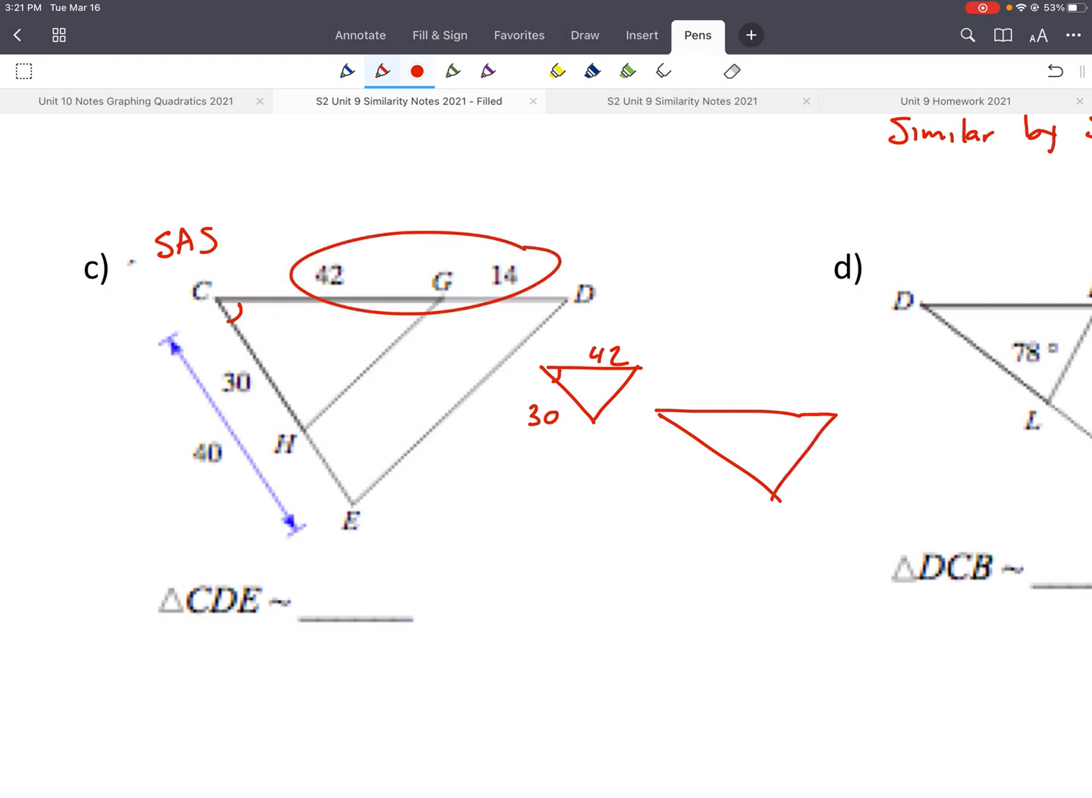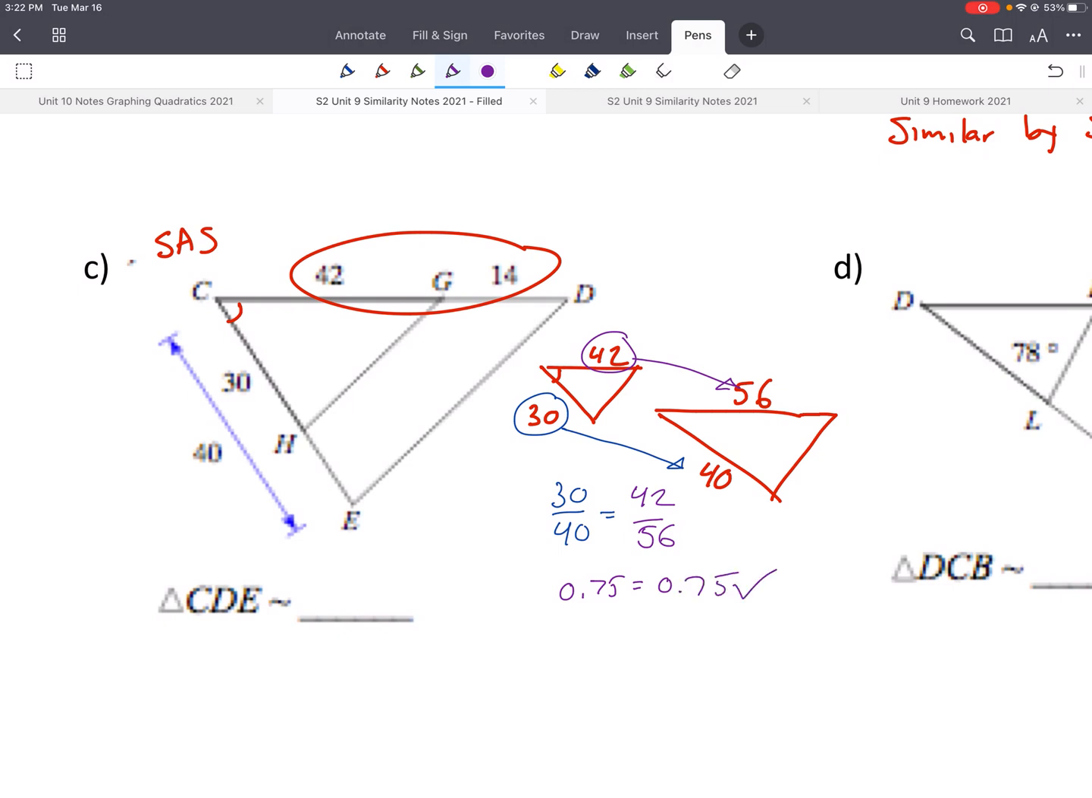which we need to add those together. That would give us 56. And they tell us it's 40 here. So now we need to come up with those proportions. So we could do, looks like 30 corresponds to 40. So we could go 30 over 40 is equal to, and then we could use for these two, 42 over 56. Simplify that, we get 0.75 is equal to 0.75.